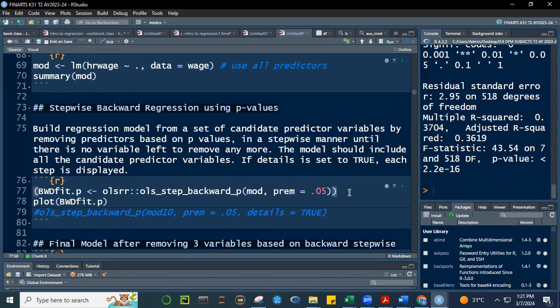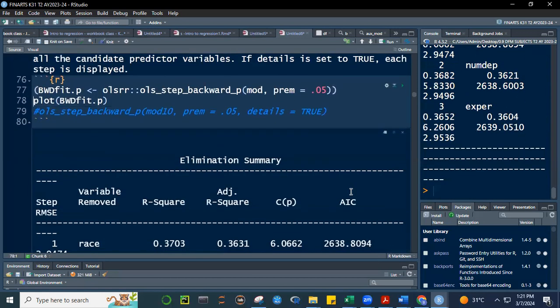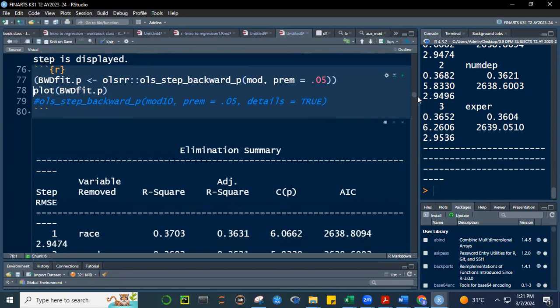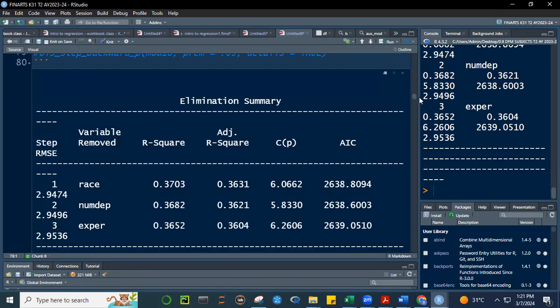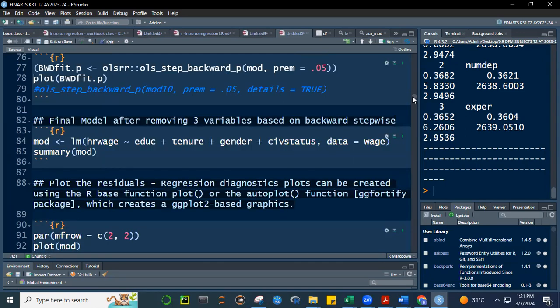All right, so if I run this, which you ran already before, it shows us what are the leaving variables, because it's backward. So the first one removed was race, then number of dependents, then experience. Out of these 7 predictors, 3 were removed. So what remains is just 1, 2, 3, 4. Only four remain, right?